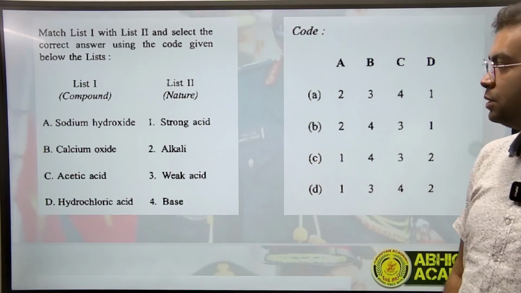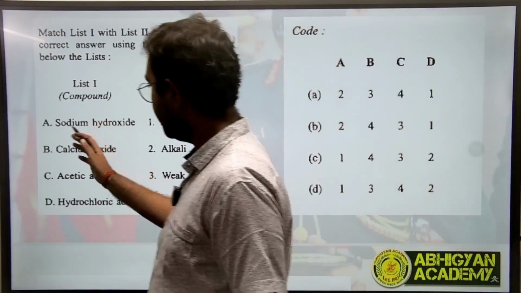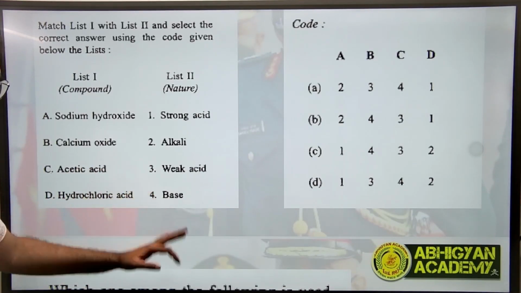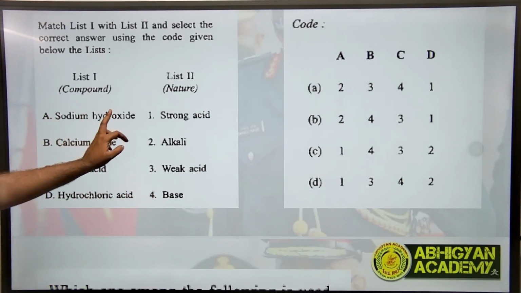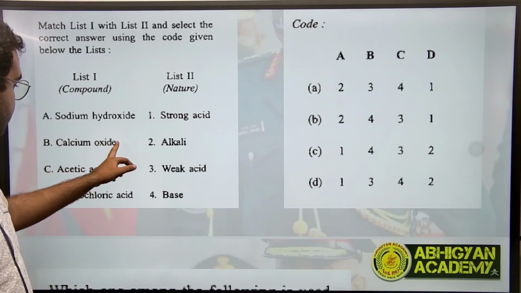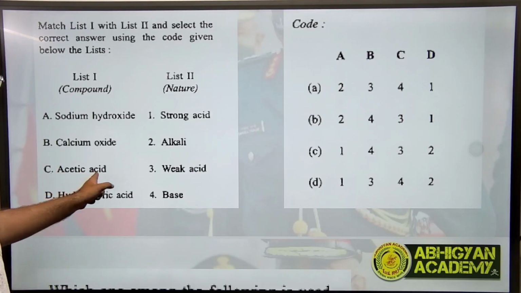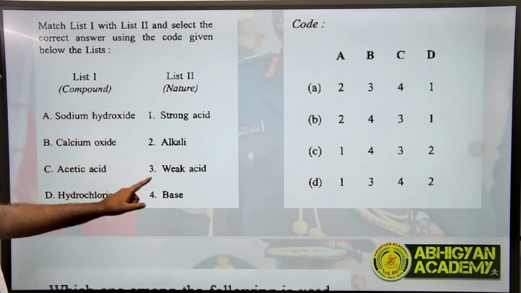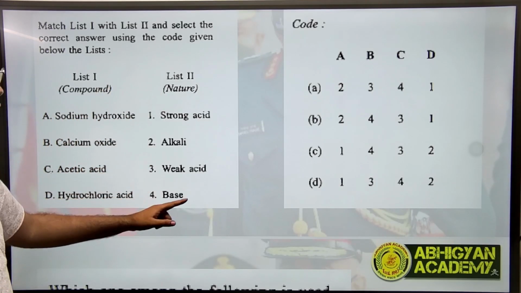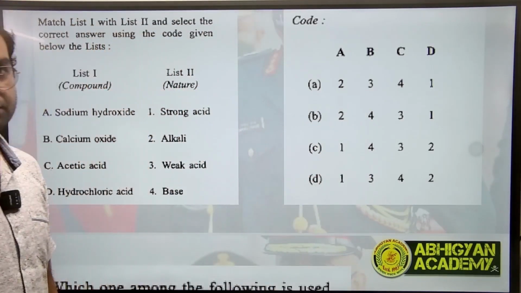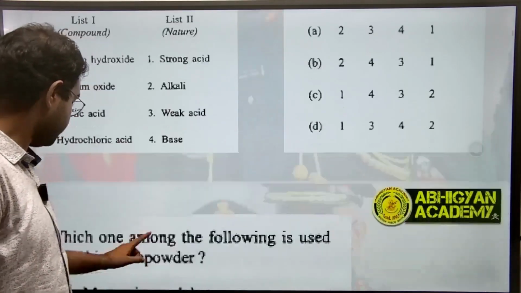Now look at the next question. It's match the following: sodium hydroxide, calcium oxide, acetic acid, hydrochloric acid. Match the following. Sodium hydroxide is an alkali, calcium oxide is a base, acetic acid is a weak acid, hydrochloric acid is a strong acid. So the correct sequence here should be A2 B4. There is only one option with A2 and B4, that is option B. So option B is your correct answer.